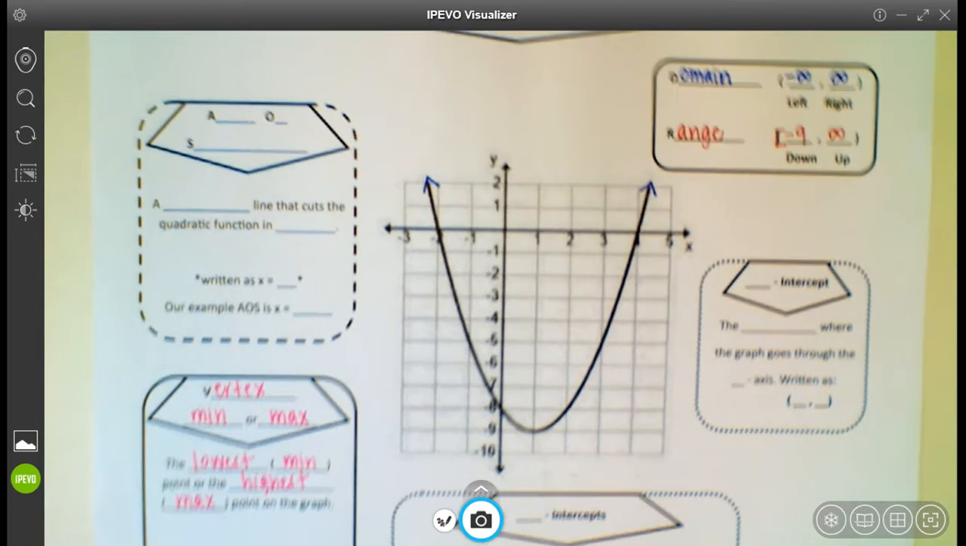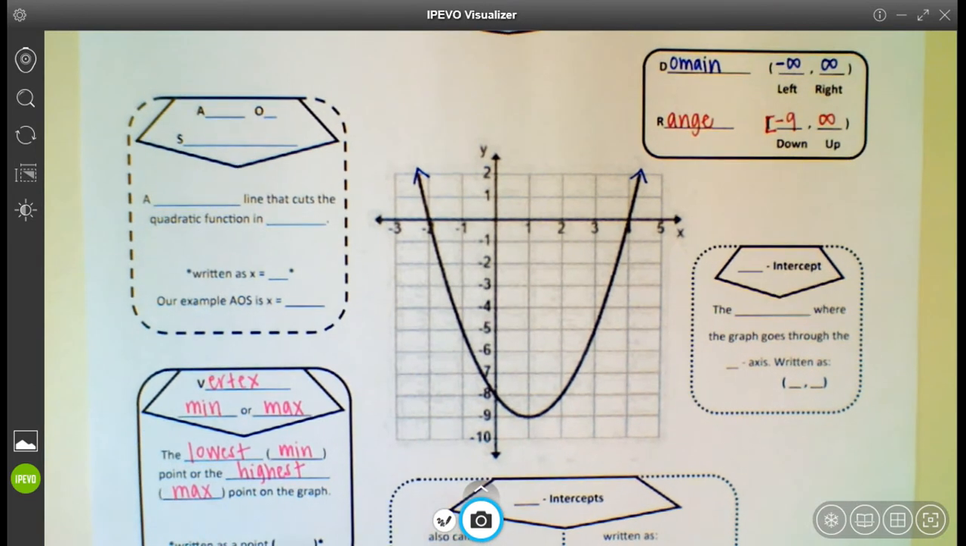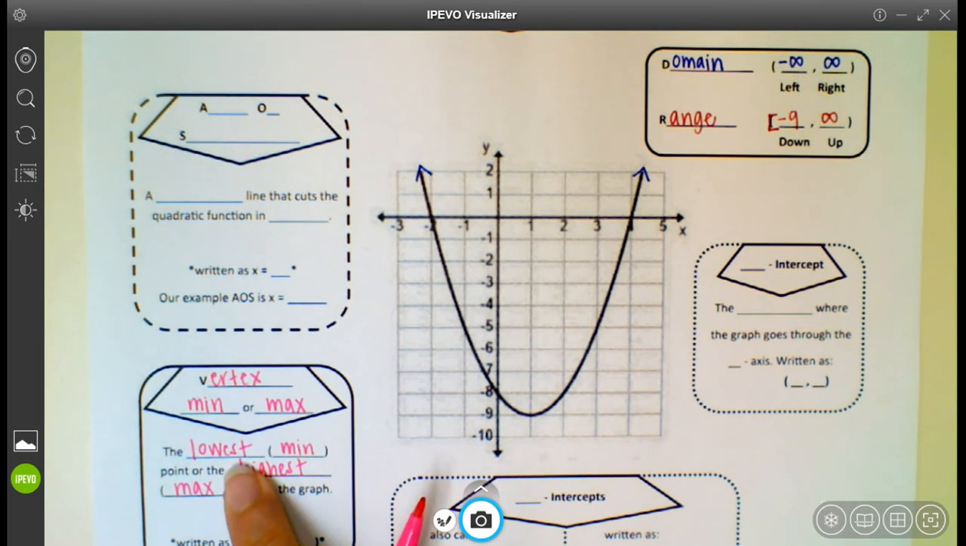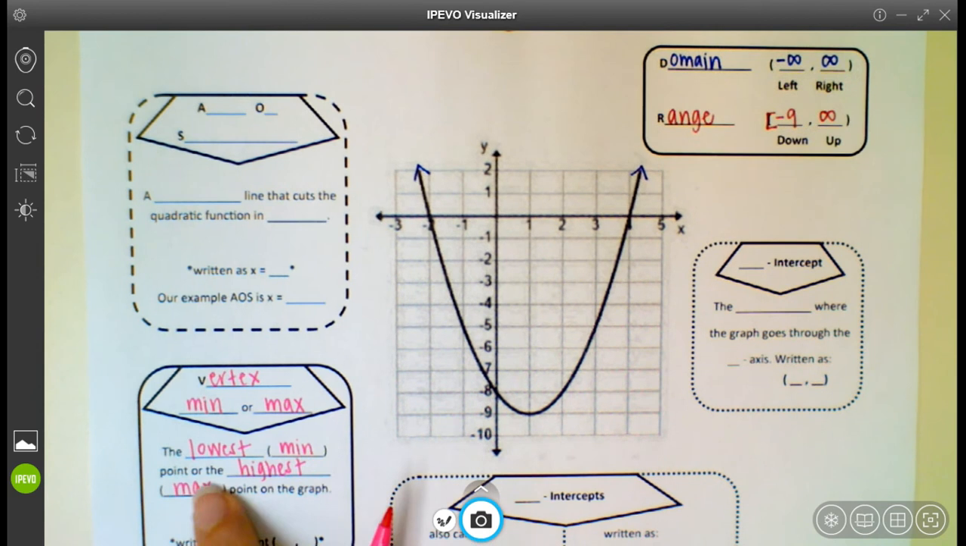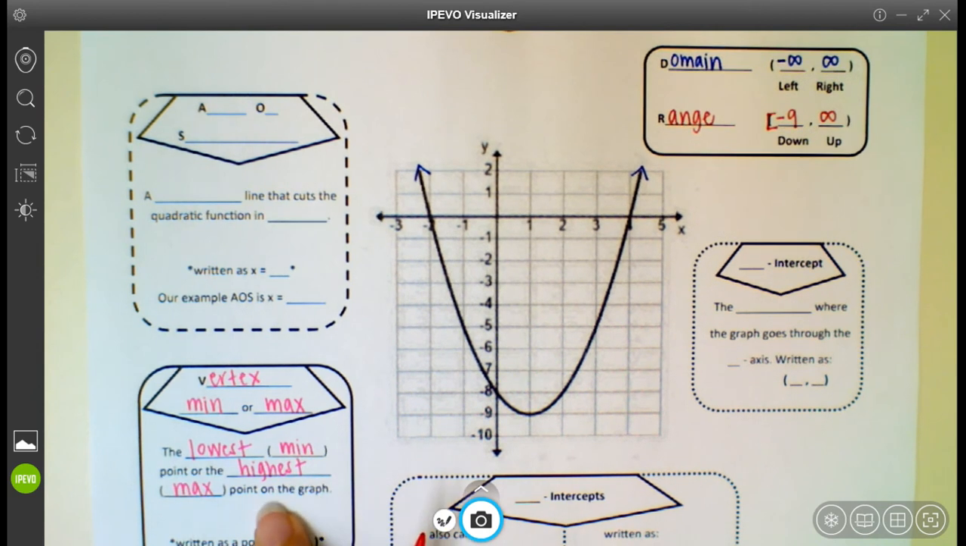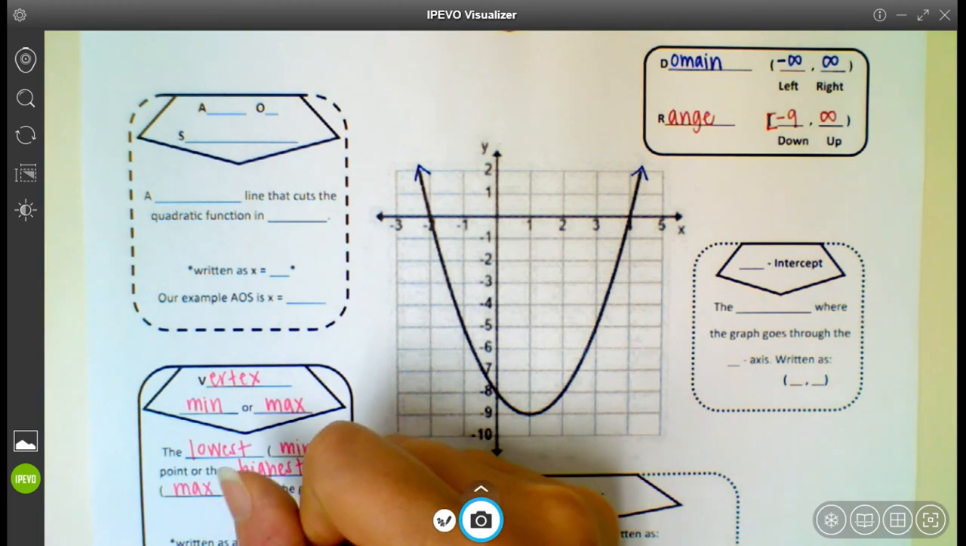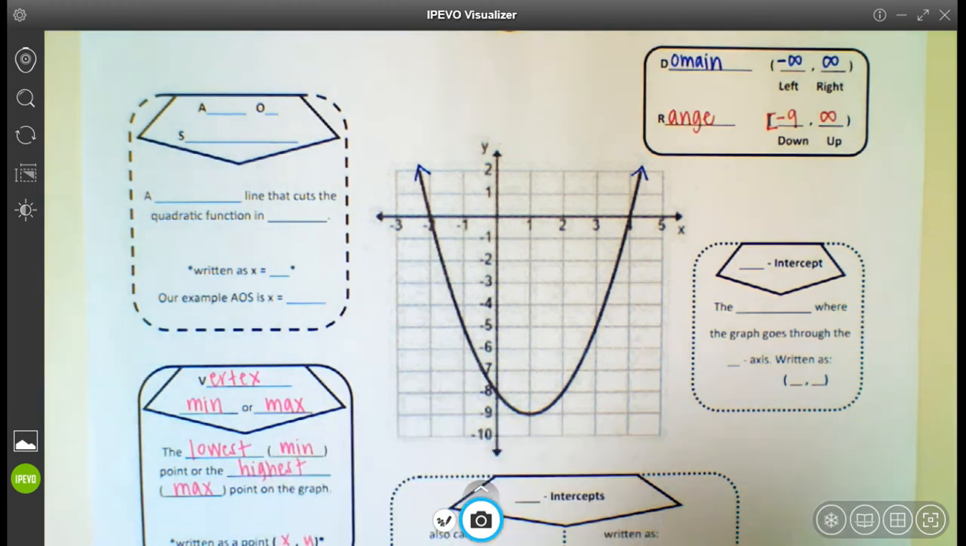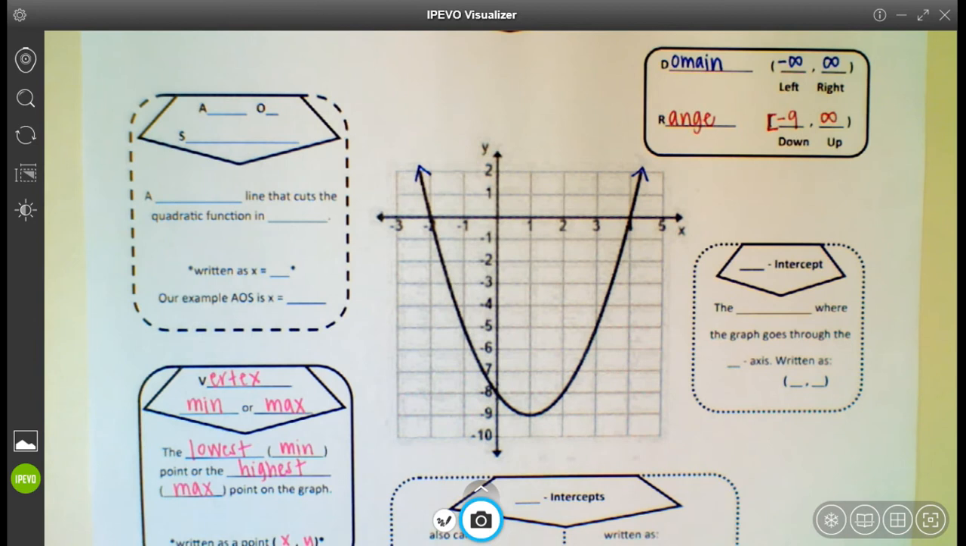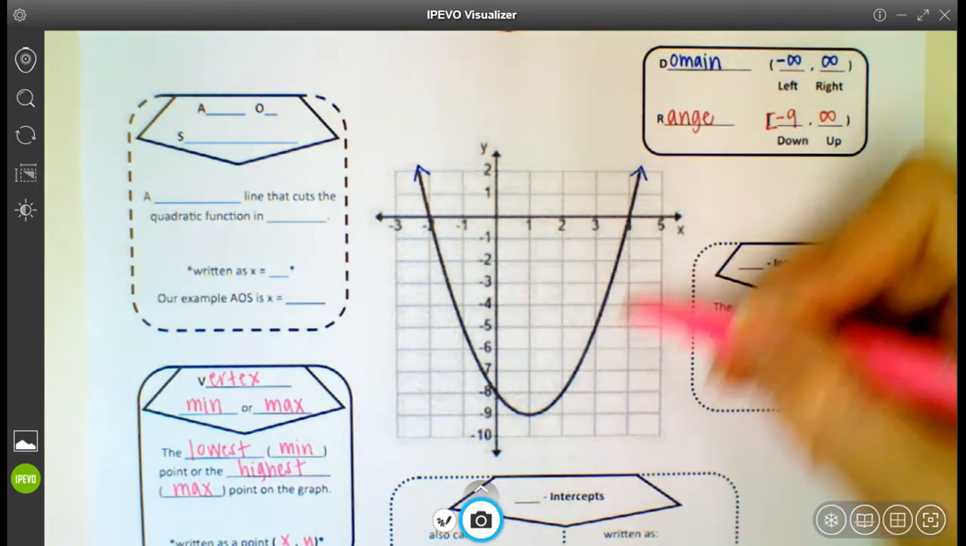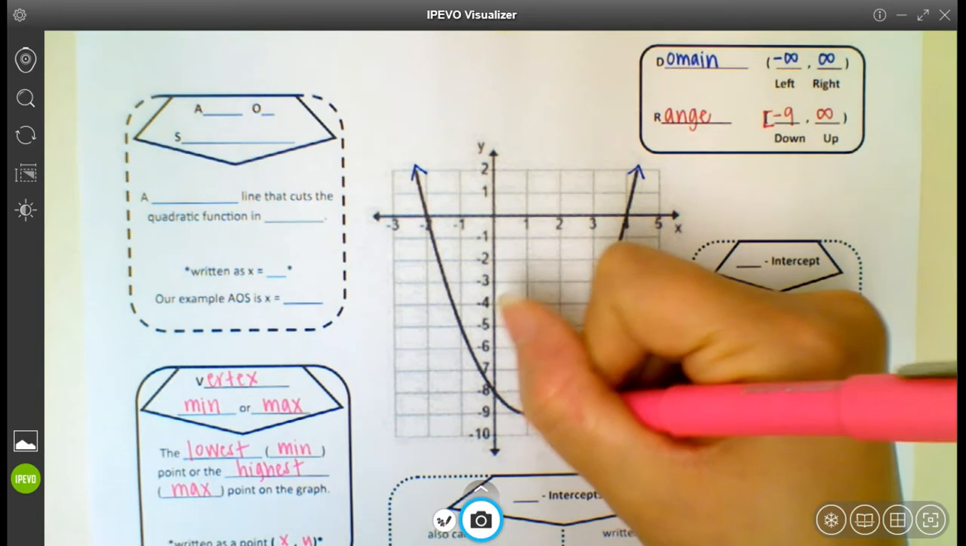Oh, you can't even see what I'm writing. I'm sorry. There we go. So the lowest point is called the minimum. The highest point is called the maximum on our graph. So it depends on what you see. And we write the point as (x, y), like an ordered pair. As we look on our graph, we have a vertex that is the lowest. So we have a vertex point right here.